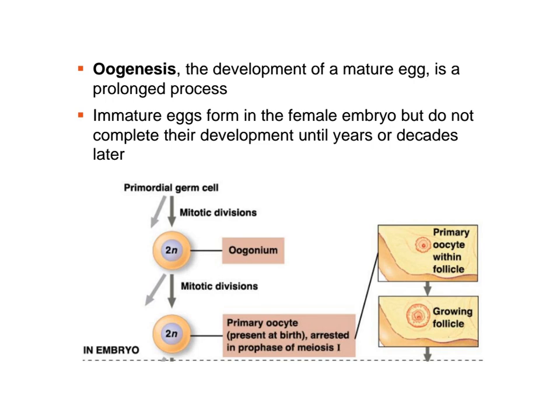Oogenesis is the development of a mature egg, and this is quite a prolonged process compared to the generation of sperm cells. Immature eggs form in the female embryo, but do not complete their development until years or decades later. The whole process starts in the embryo with primordial germ cells. These divide mitotically to first form the oogonium. Notice that this is a diploid cell.